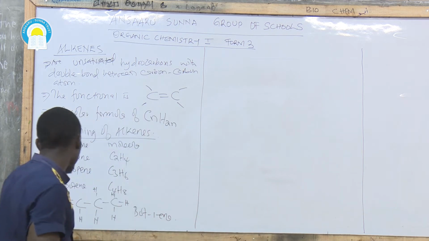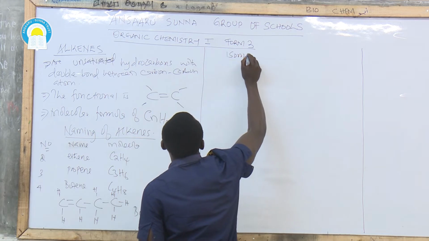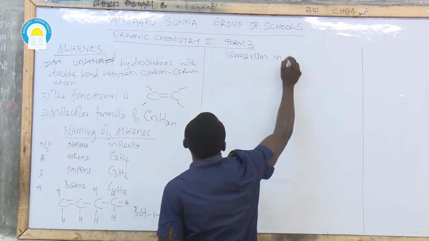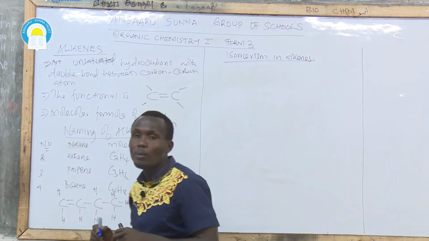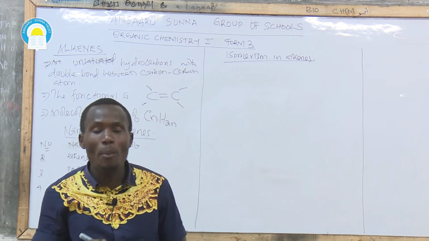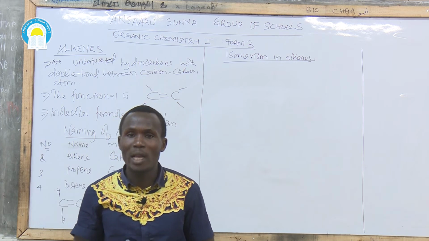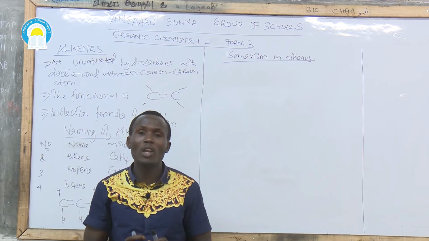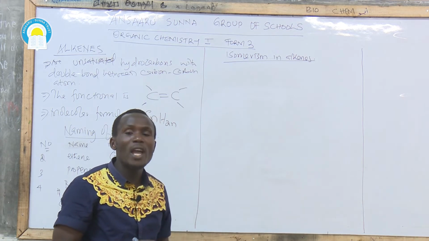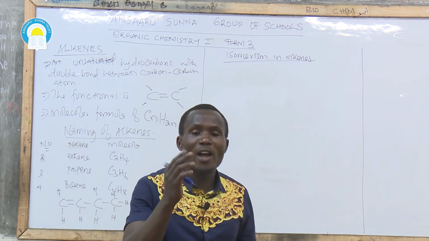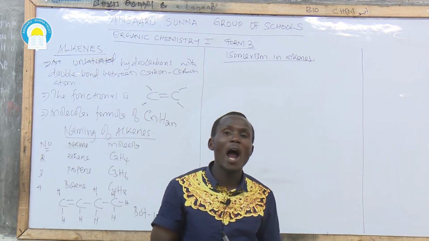So what I want us to check is isomerism in alkenes. Isomerism is the existence of compounds with the same molecular formulae but different structural formulae. Alkenes being unsaturated, they show two types of isomerism. One is branching isomerism. The second one is positional isomerism.